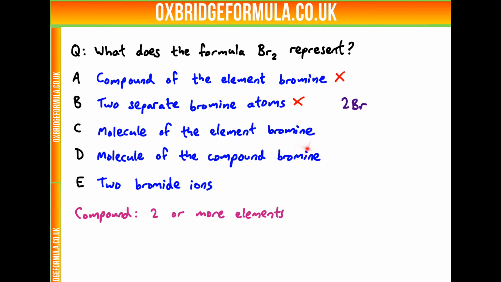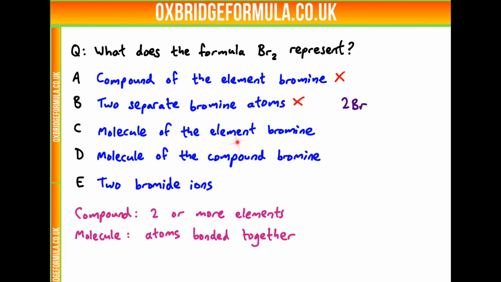Then what about C? Is Br2 a molecule of the element bromine? Well, what is a molecule? A molecule is any sort of entity with atoms bonded together. And so it doesn't matter if there is only one type of element, contrary to what we talked about with the compound. And so it looks like this is indeed a molecule, because we have this small 2, meaning that these are both present in the same entity and therefore bonded together.